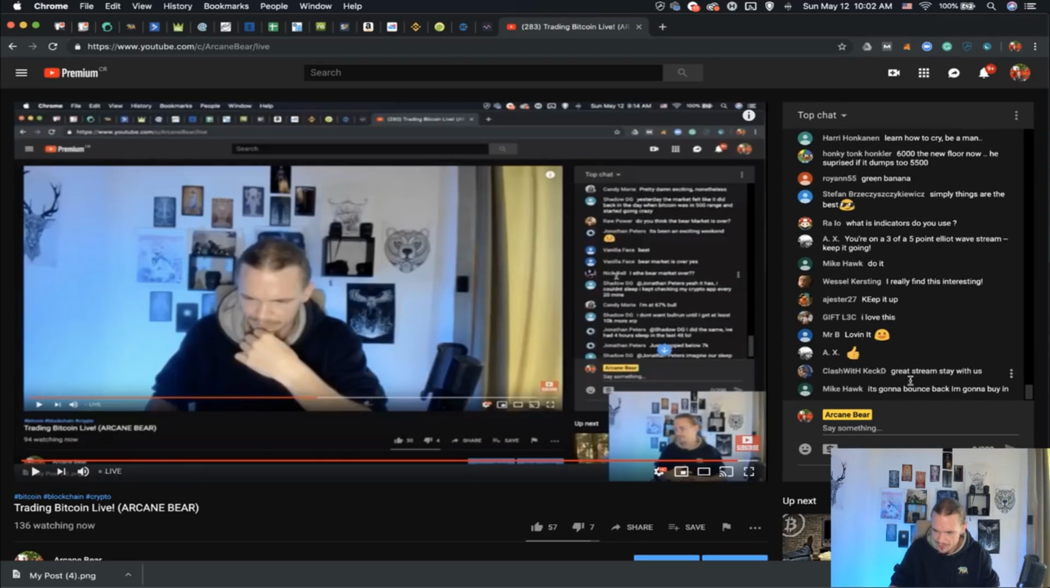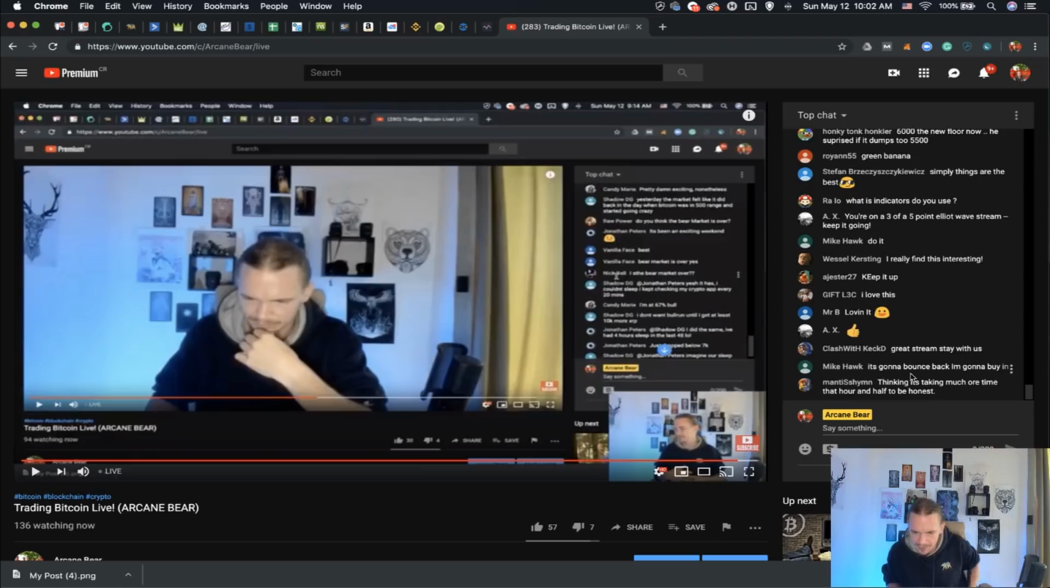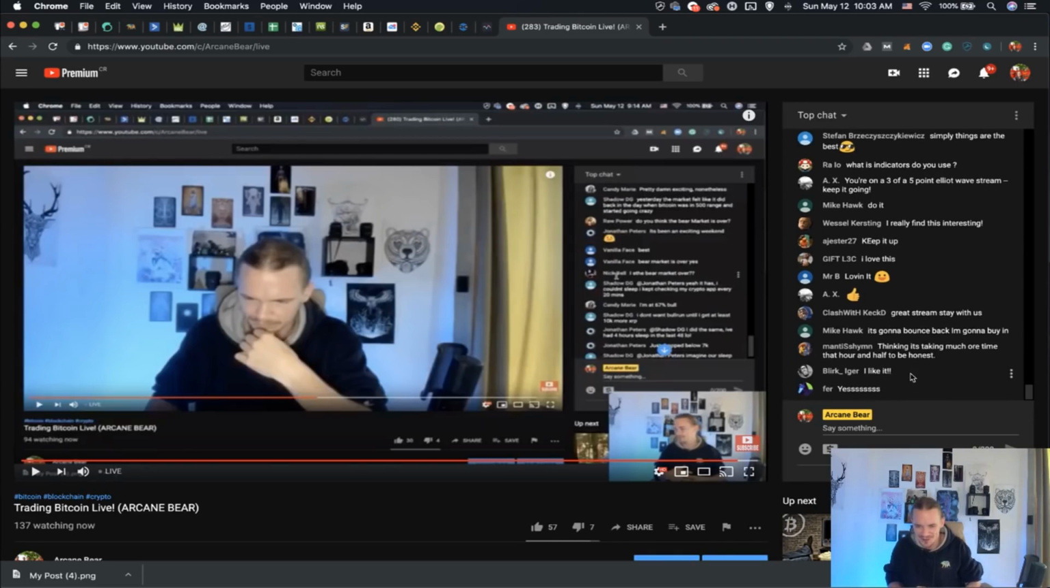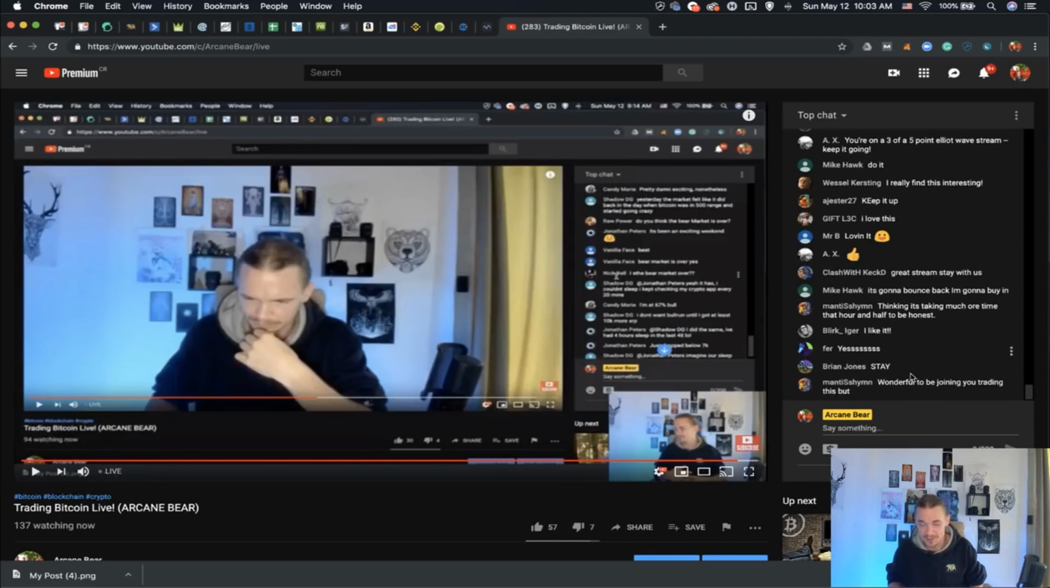What indicators do you use? Great question. AX Point says you're on a 3 or 5 point Elliott wave stream. Keep it going. Nice. AX likes it, thinks we should stick in for a long trade on Engine here. I agree. There could be the potential for a 20 or 30% trade here. So keeping it on the long term could be great.